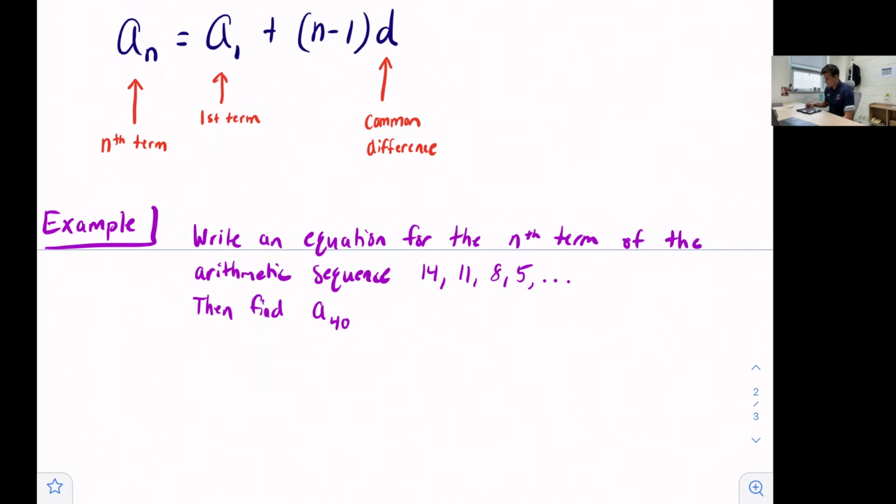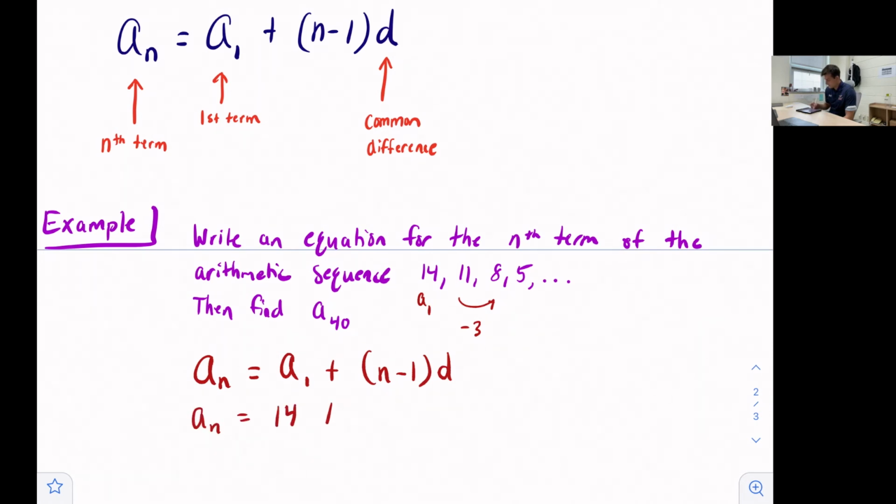Our equation, we're going to start off with A sub n equals A sub 1 plus parentheses n minus 1 times the common difference. There are 2 things that we need to identify from our sequence. The first term, A sub 1, is 14. And we need to identify our common difference. In this case, we are subtracting 3 each time that we move to a new term. Now we can take that information and plug it into our equation and solve. This is still going to be A sub n. Our first term now is 14. We still have the plus sign there. This is still going to be n minus 1, but now our common difference is negative 3.